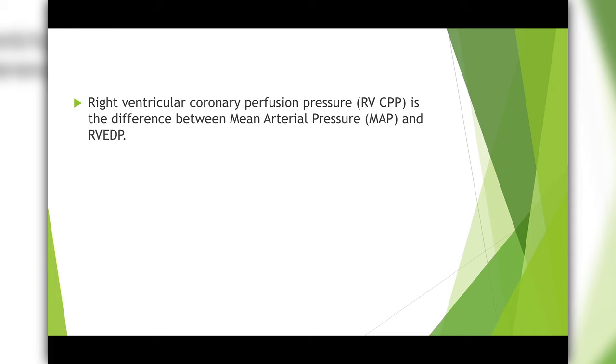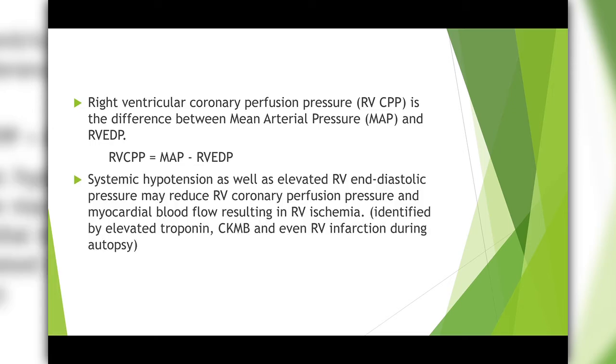Right ventricular coronary perfusion pressure is the difference between mean arterial pressure and RV end diastolic pressure. Systemic hypotension as well as elevated RV end diastolic pressure may reduce RV coronary perfusion pressure and myocardial blood flow, resulting in RV ischemia, which is identified by elevated troponin, CKMB, and even RV infarction during autopsy.